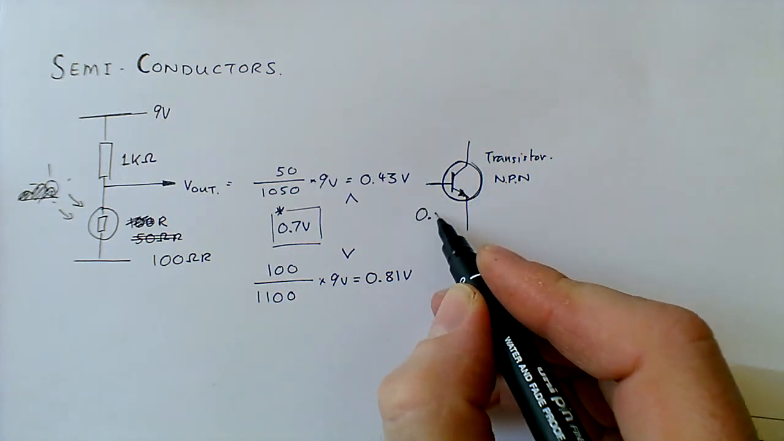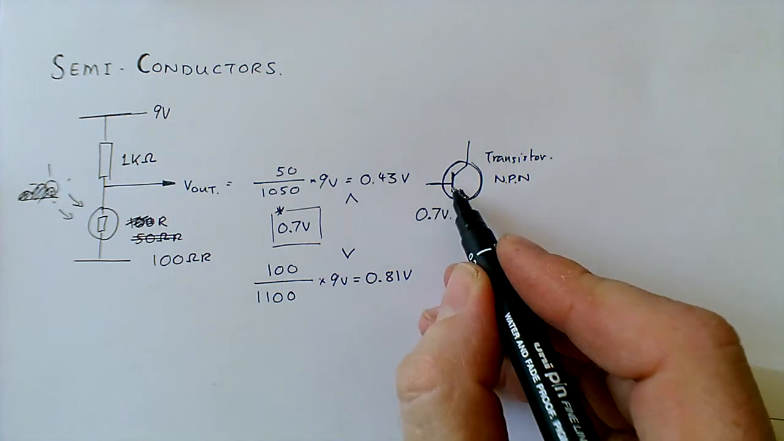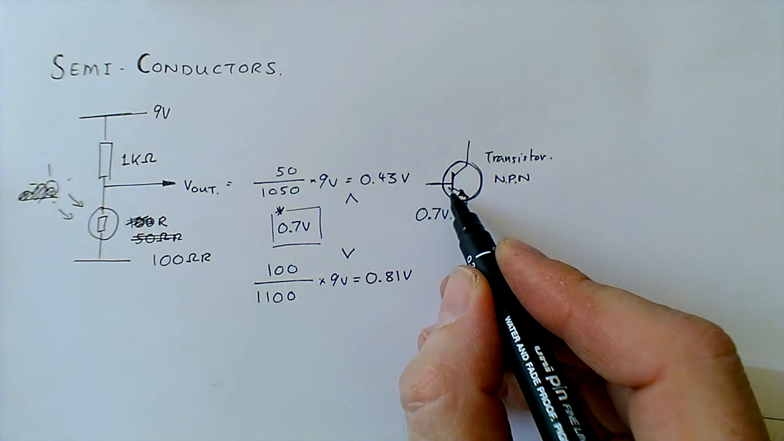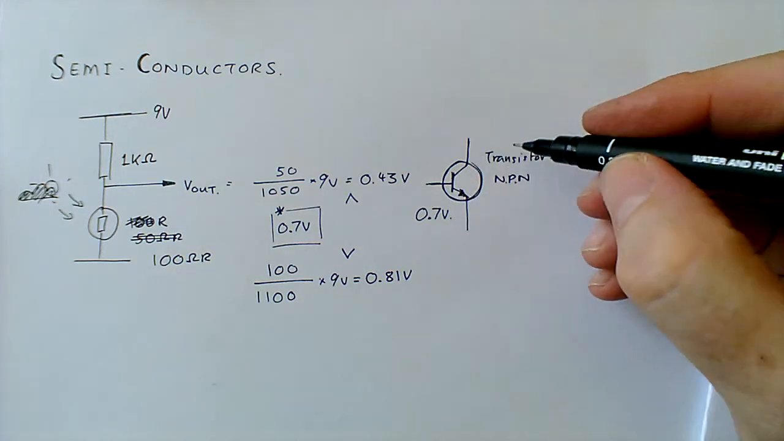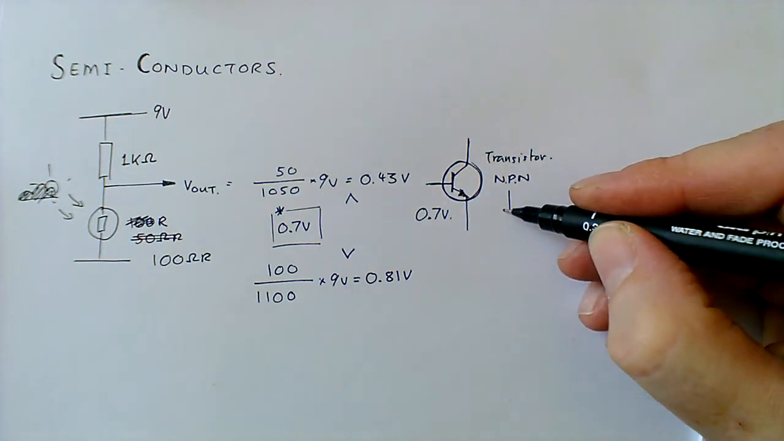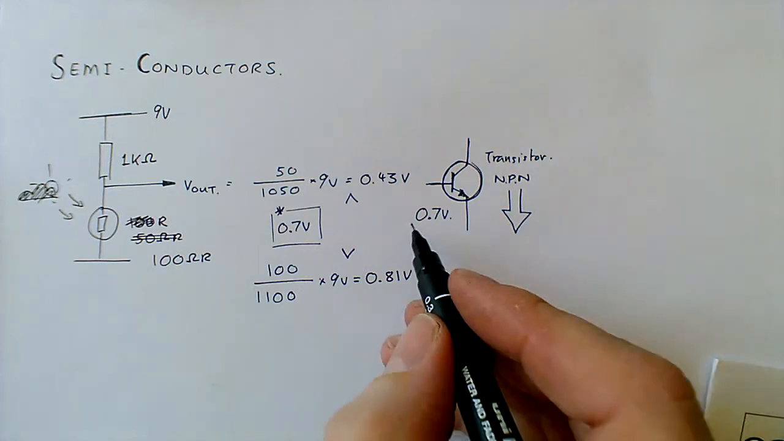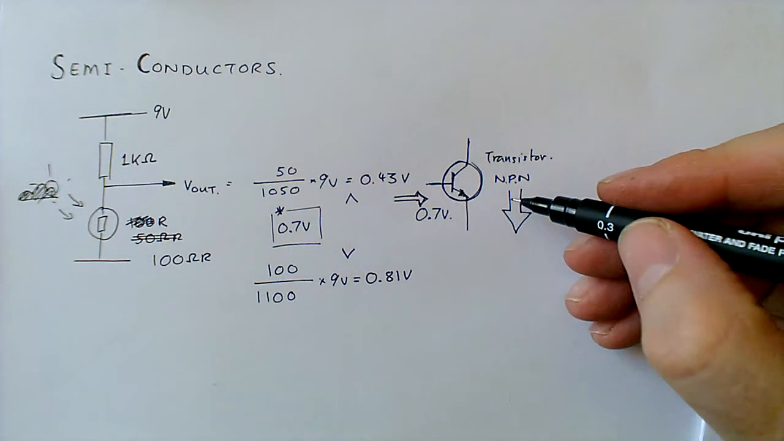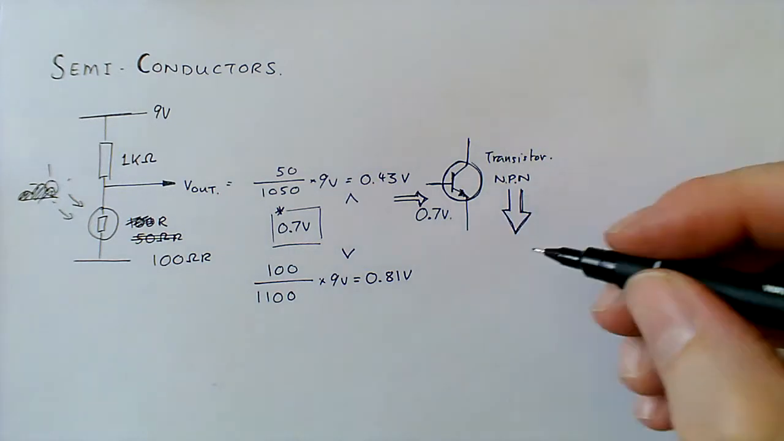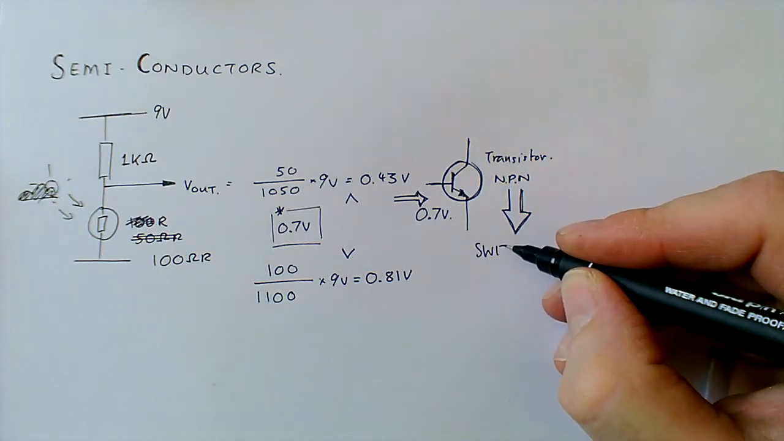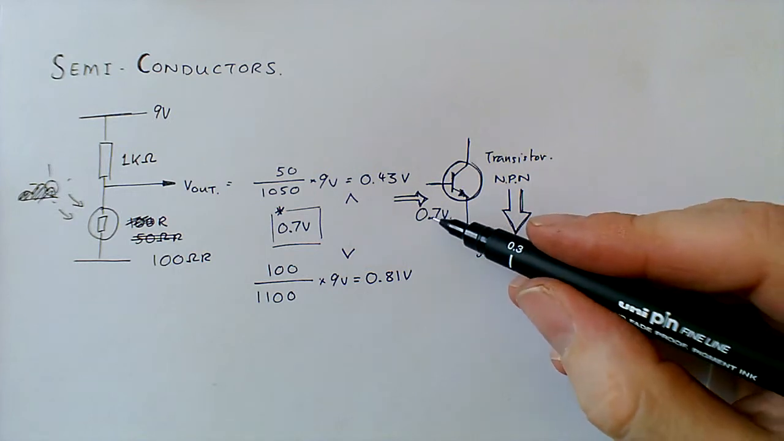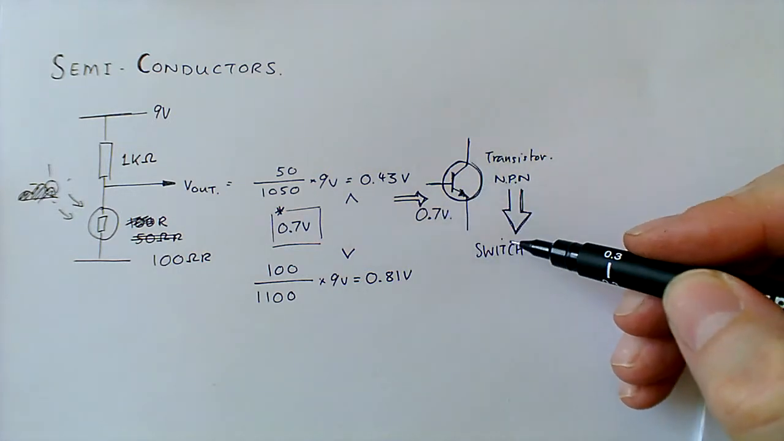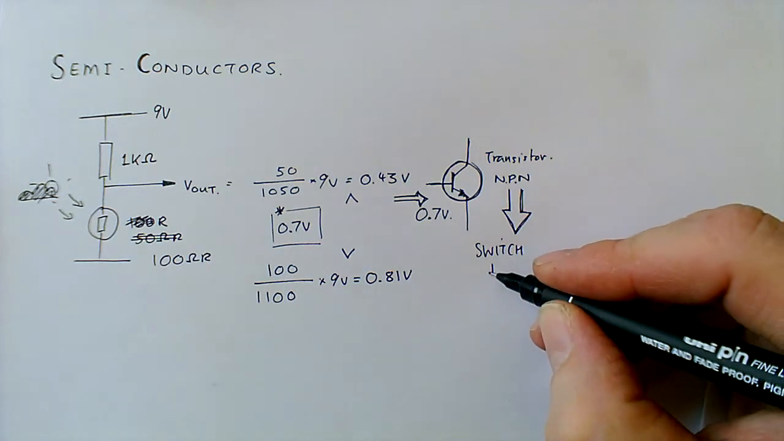It has a starting value, if you will, of 0.7 volts. And if you apply more than 0.7 volts here, it will actually allow a greater current to flow through here. So we have a small voltage here, will allow a greater voltage here. So it's a bit of a switch because it won't work below 0.7 volts, so it's off, but above 0.7 volts it's on, so it's a switch.